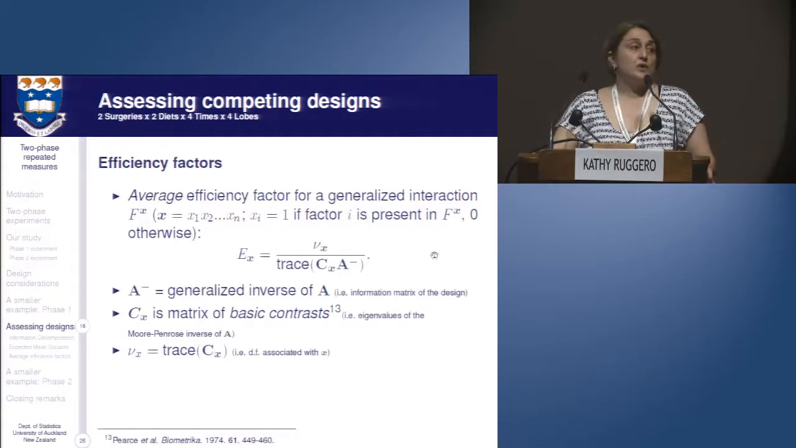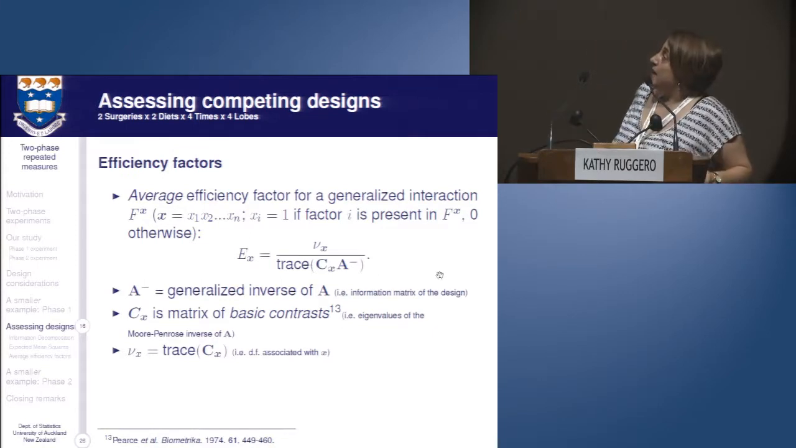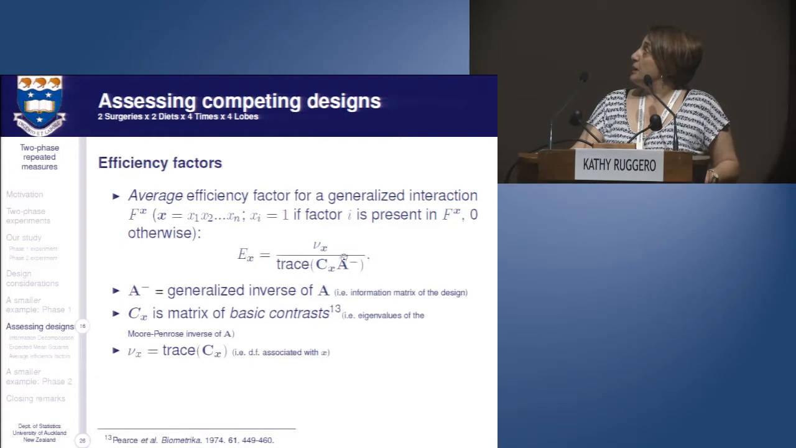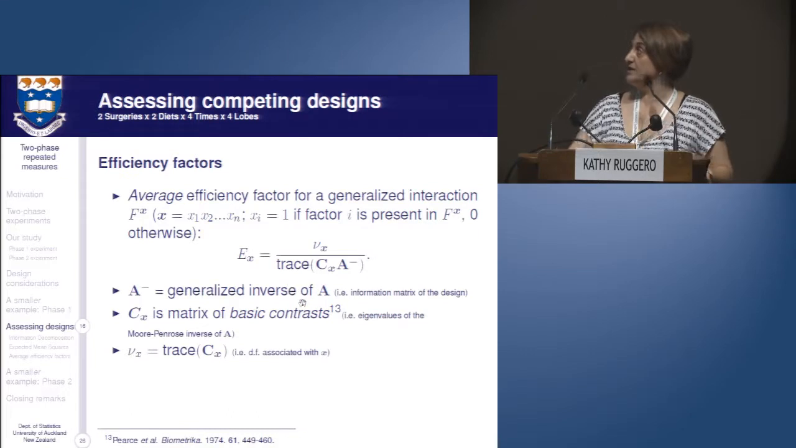And what I'm doing here is I'm simply going to compute the average efficiency factor, which is the harmonic mean of the eigenvalues of this matrix here. So C here is a contrast matrix, and A is the inverse of the information matrix, the generalized inverse of the information matrix. So basically, I just need some sort of criterion for assessing where my treatment information is going, or where the information on my treatment contrasts is going in my analysis of variance table.